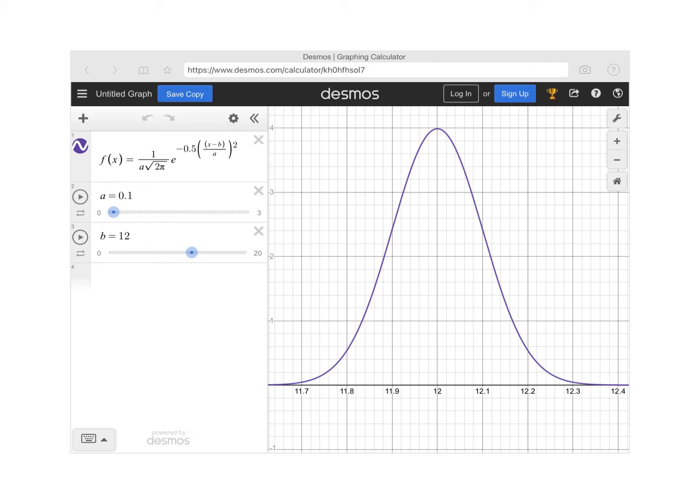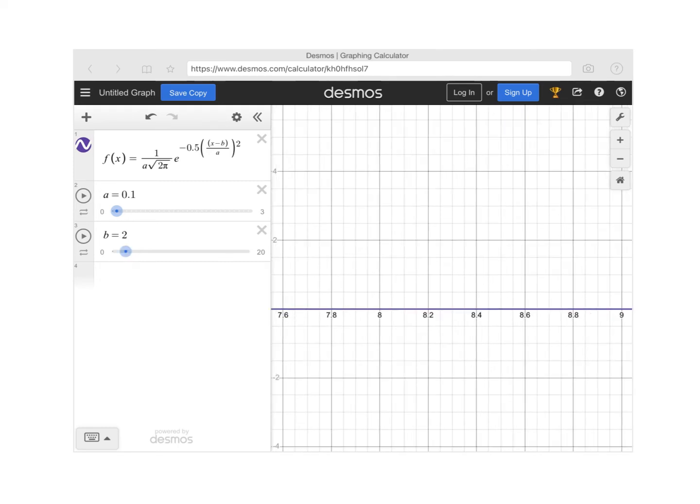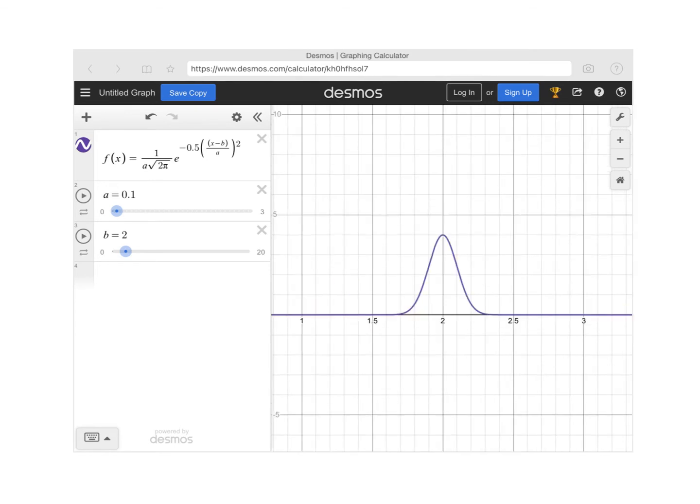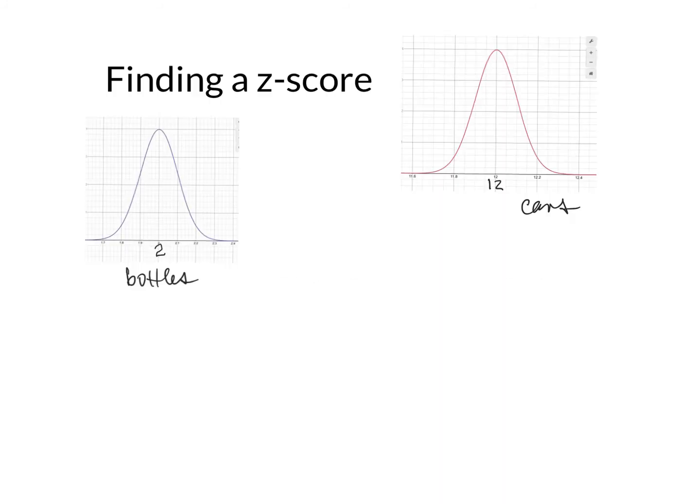First, let's look at a normal curve for the liter bottle. It has a mean of 2 and a standard deviation of 0.1. I'm just going to keep it the same for ease. I move it down, there we go. In order to be able to compare this with the one we just saw that has a mean of 12, we have to find a way to look at the graphs in a similar way. This is where the standard normal curve comes into play.